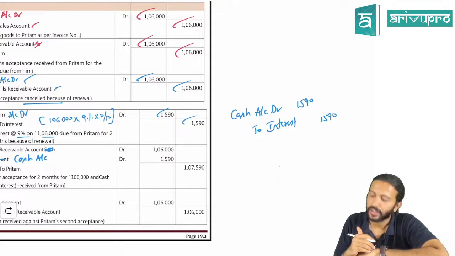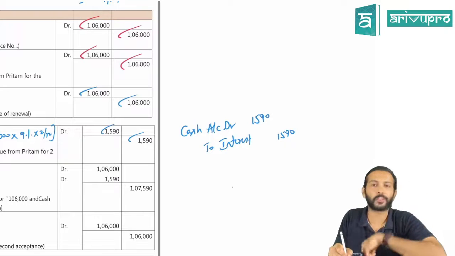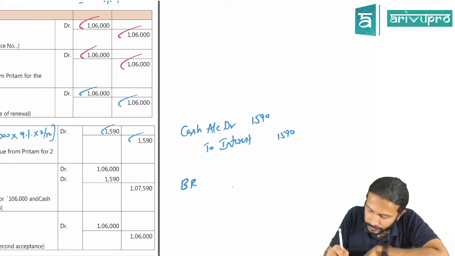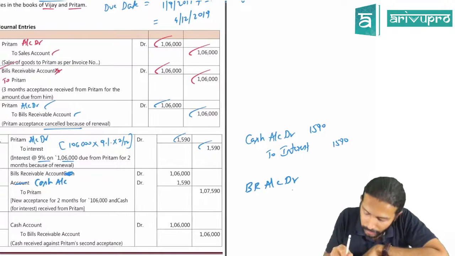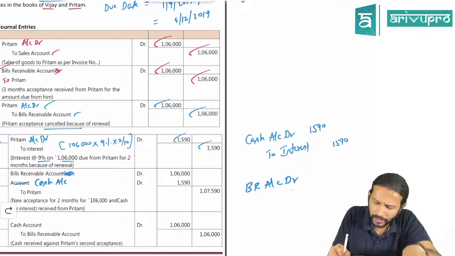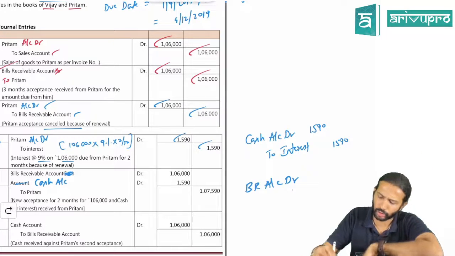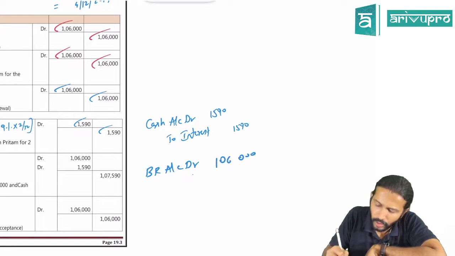Did he accept? Yes. What is the journal entry for the bill receivable received again? New bill received from Preetham, sir. What is the journal entry you will pass? Bill receivable account debit. How much money do you still need to recover from Preetham? Preetham has not paid us anything, only the interest portion he has paid. The original bill value is as it is. That means you will write bill receivable account debit 1,06,000 to Preetham account 1,06,000.